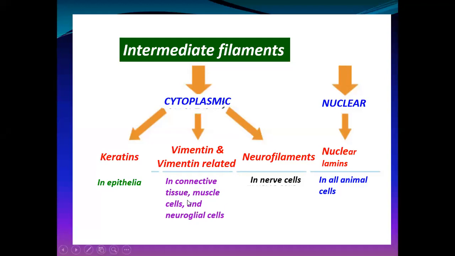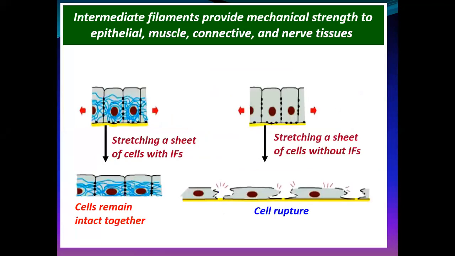And cytoplasmic filaments can be divided into keratins, vimentin, and neurofilaments. Keratins are associated with epithelia. Vimentins are usually present in connective tissue, and the neurofilaments are usually present in the nerve cells. So you can see what is happening. You can see a cell is there, right? Okay. On your left-hand side, the cells have intermediate filaments. And on your right-hand side, the cells are without intermediate filaments.